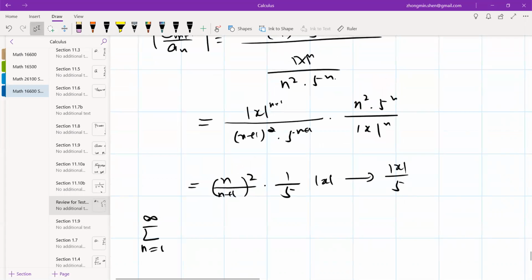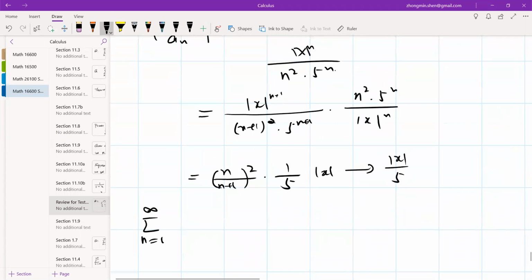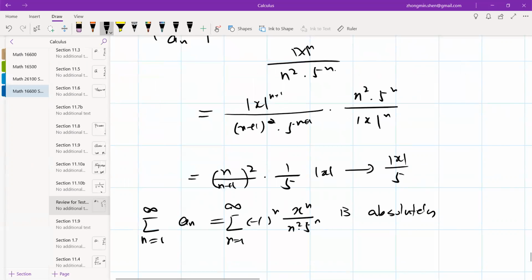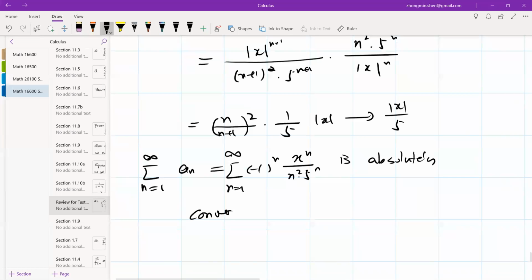This series is absolutely convergent for absolute x divided by 5 less than 1. Right?